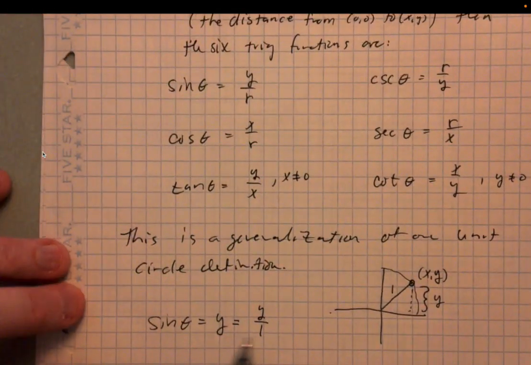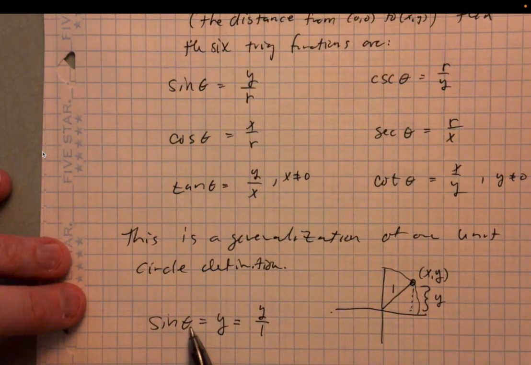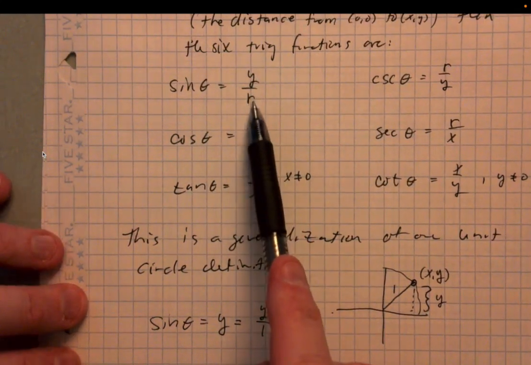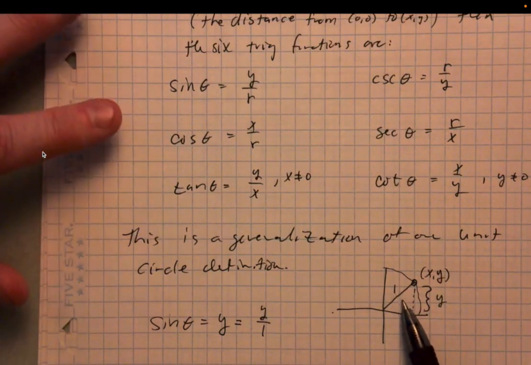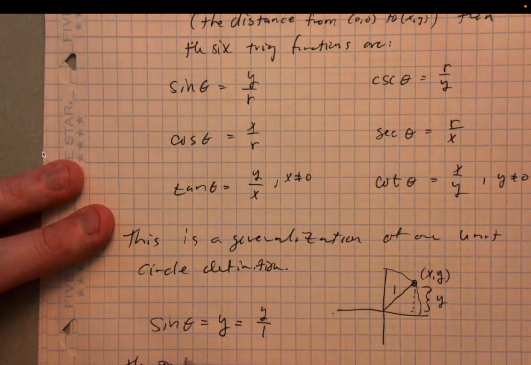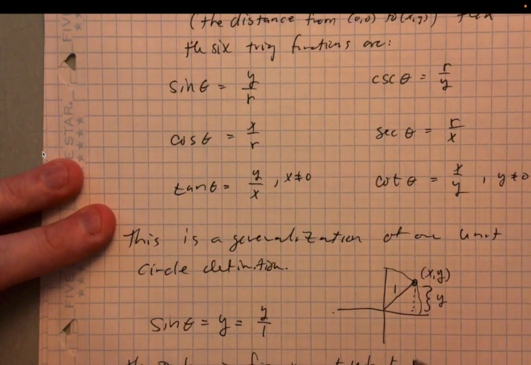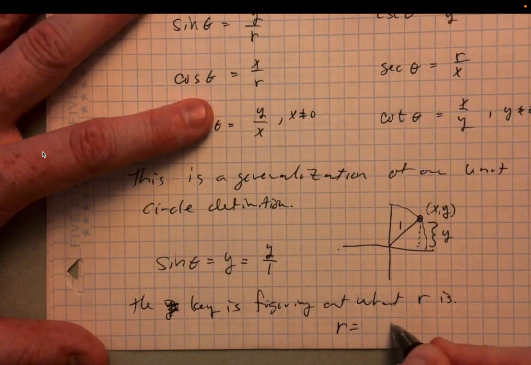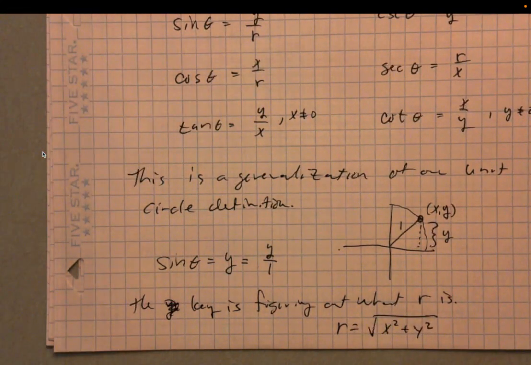If we just extend the unit circle definition a little bit, then we can see how we get from sine of theta equaling y to sine of theta equaling y over r. In this case, r doesn't have to be 1. It can be anything. The key here is figuring out what r is, and r is equal to the square root of x squared plus y squared. That's basically a straight application of the Pythagorean theorem.